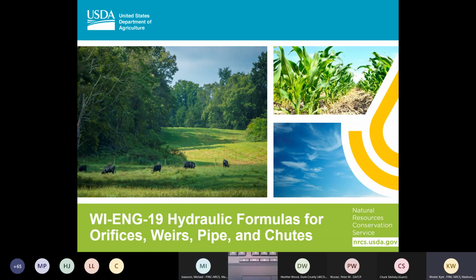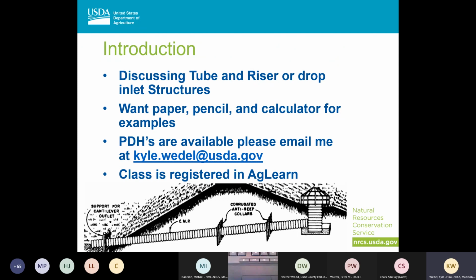All right, thank you. So today we're going to be talking about drop inlet structures. Those are kind of interesting structures. They deal with pipe flow, orifice flow, and weir flow, so there'll be a combination of all three of those. We're going to start off talking about the different types: the pipe, the weir, and the orifice. We'll break those down individually, and then at the end, I'll bring it all together and we'll talk about drop inlet structures.